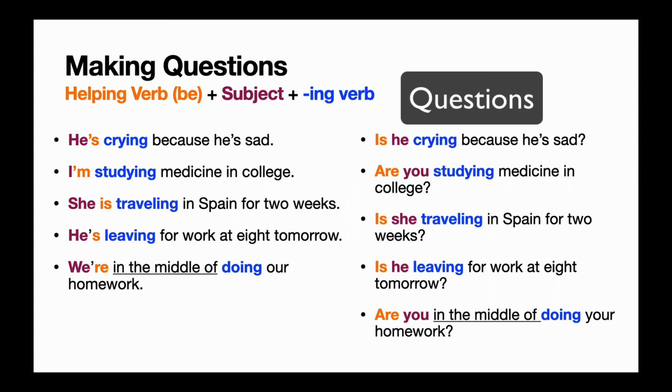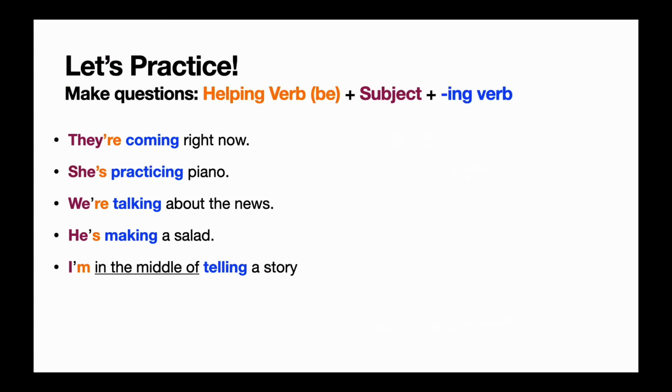So he is crying becomes is he crying. I'm studying becomes are you studying. She's traveling becomes is she traveling. He's leaving for work, is he leaving for work? And we're in the middle, are you in the middle of doing something? So let's practice. Look at these sentences, pause the video, and change them into questions, and then unpause the video to see the answers. So here are the answers you should have come up with.